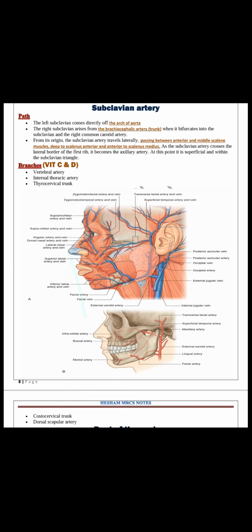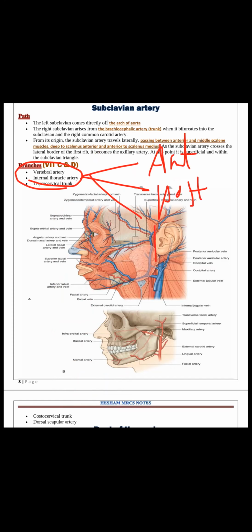Shall we stop here? No. This is the vertebral artery. What are the branches of the vertebral artery? Three important branches, and you should keep them: anterior spinal, posterior spinal, and posterior inferior cerebellar artery. This is PICA, the posterior inferior cerebellar artery.